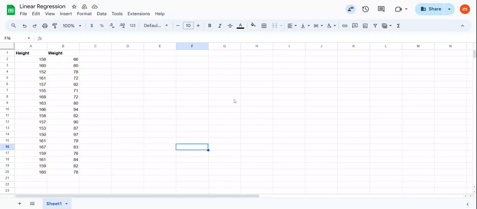Hi everyone, in this video we're going to learn how to do linear regression in Google Sheets. The more collaborative nature of Google Sheets makes it easier for you to use it in your projects.